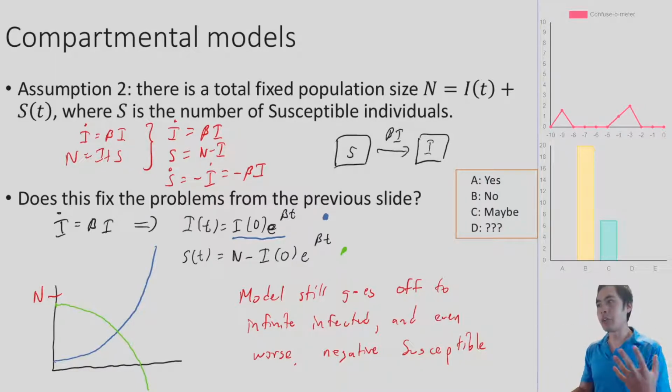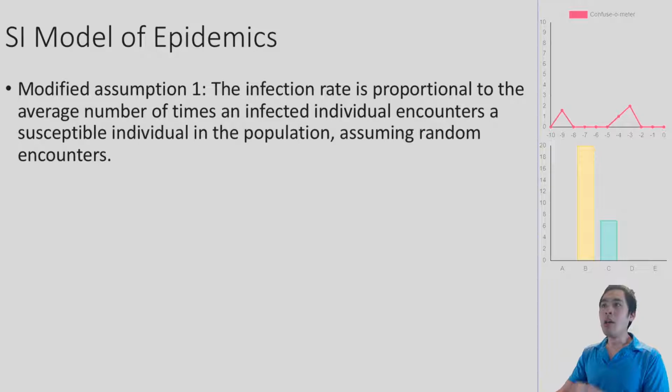So it turns out that people have thought about this, and there is one assumption that does fix the problem of going off to infinity and below 0. And this is a commonly used assumption, which we've talked about a little bit in this class. So we have a modified assumption. Instead of just the assumption that each individual infects some number of individuals, the modified assumption is that the infection rate is proportional to the average number of times an infected individual encounters a susceptible individual in the population, assuming random encounters. Basically, if an infected individual comes across another infected individual, well, that doesn't increase the number of infected individuals because they're both already infected.